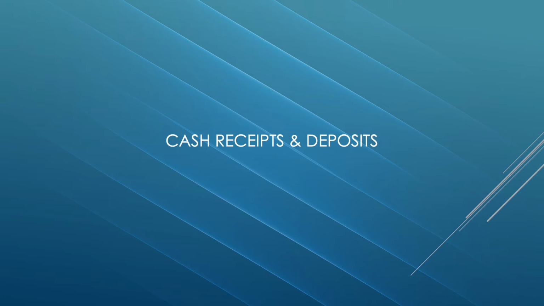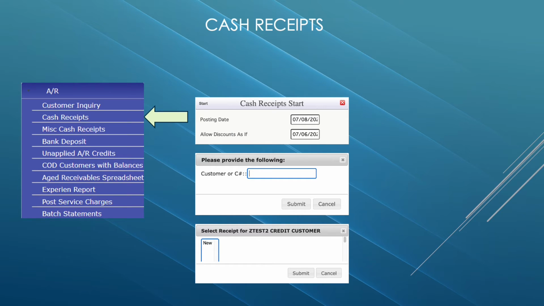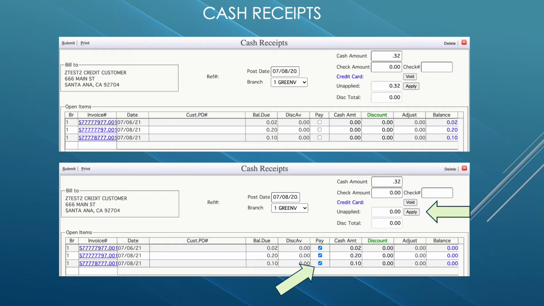Cash receipts and deposits. Cash receipts can be post-dated if needed, in case processing was delayed but you don't want to affect the customer's discount terms. Enter the cash amount and apply to the orders. You can select specific orders with the paycheck boxes or click the Apply button to apply the balance from the oldest to the newest order.